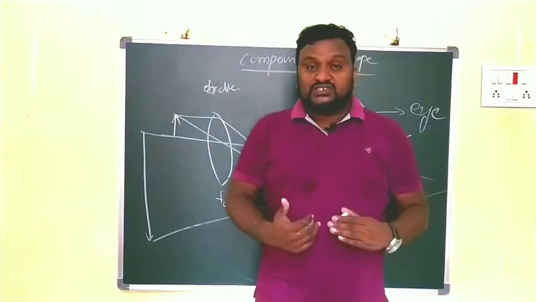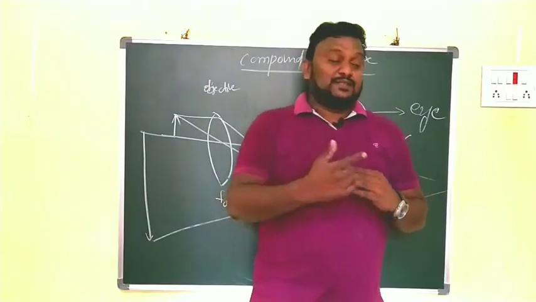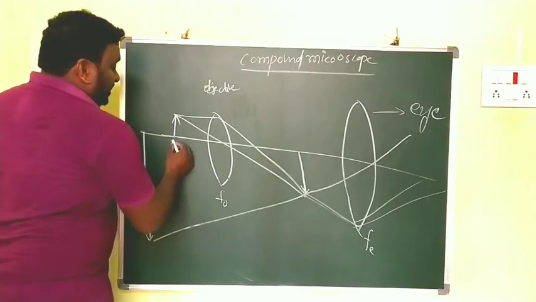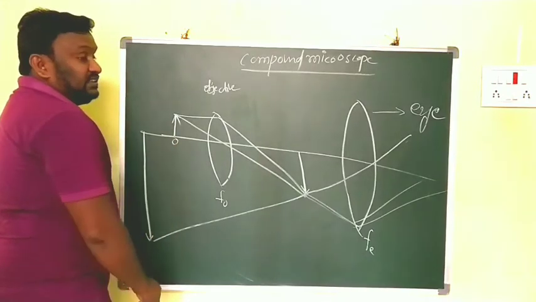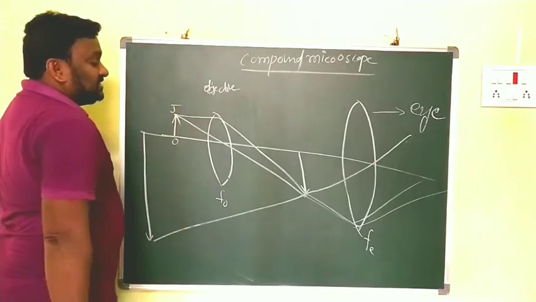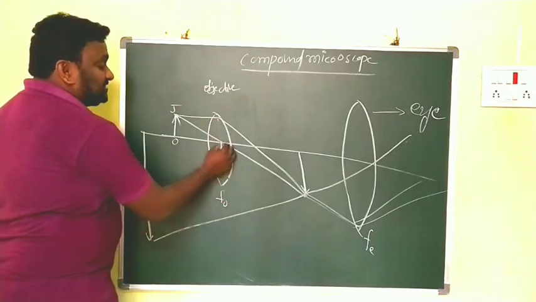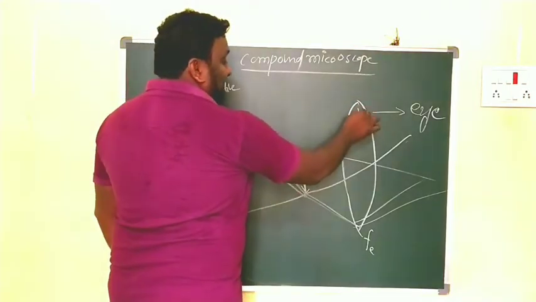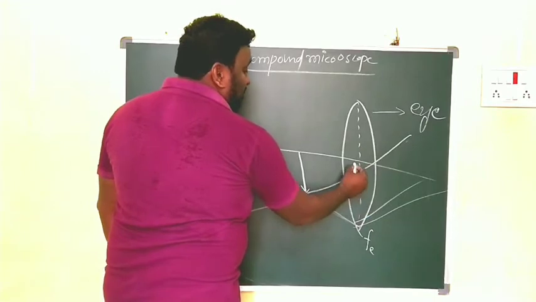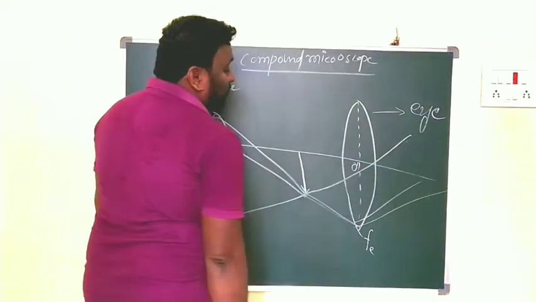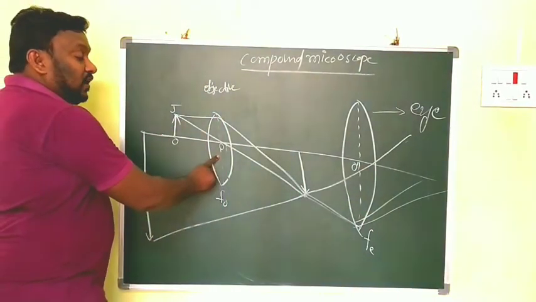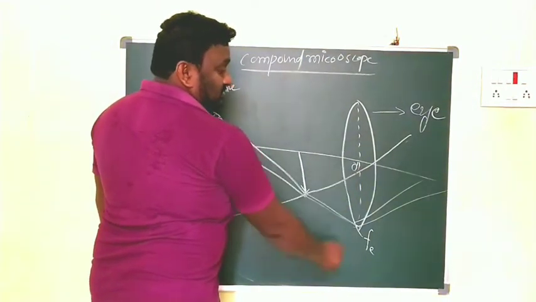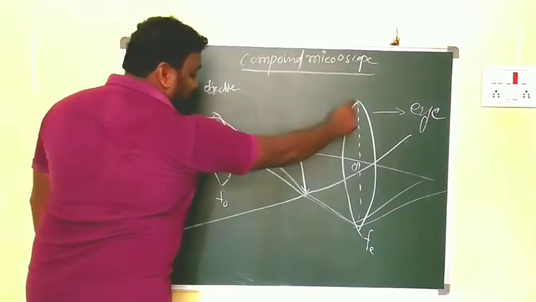Now how does it work? Let us see. In this diagram, clear, children? Look here. This is the object. Now this OJ is the object, and this is the optical axis, with optic center O dash for the first lens. For the second lens, the center is O double dash. O dash is the optic center of the object lens, and O double dash is the optic center of the second one.